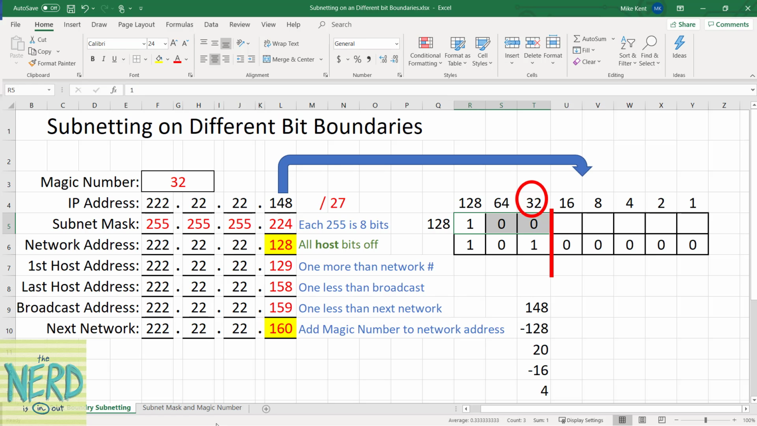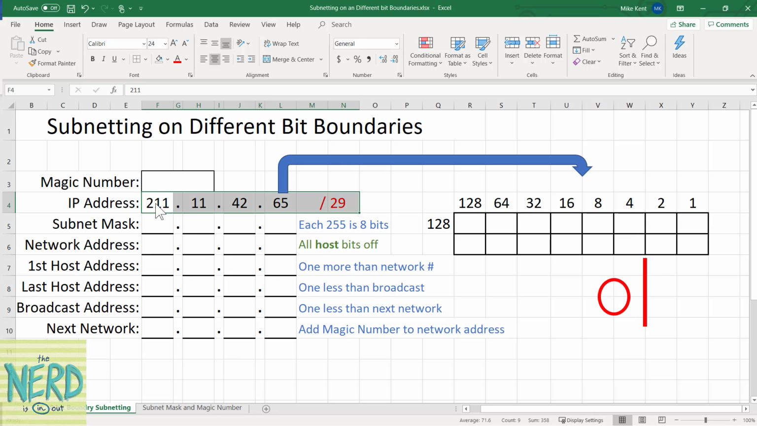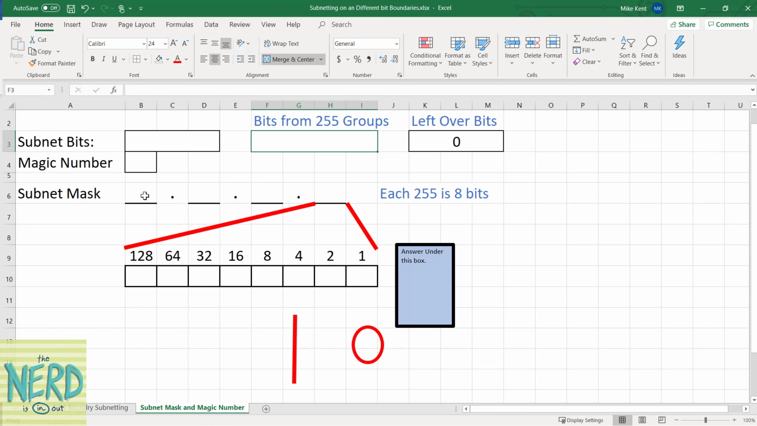All right, let me set up to do one more. All right, so I have an IP address of 211.11.42.65/29. So let's get the subnet mask for /29. So remember, every time you write a 255, that's 8 bits. There's 8, 16, 24. Now we started with 29, and we've written 24 of them.